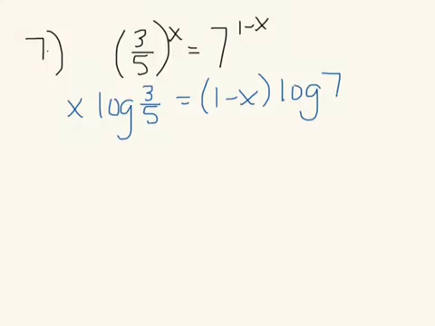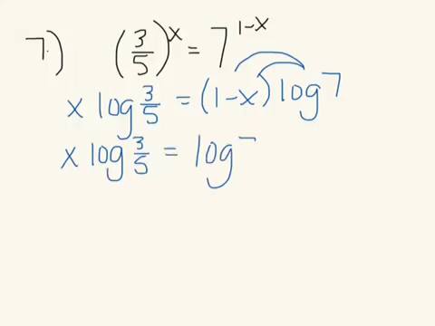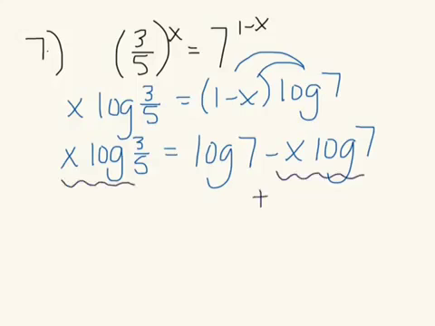Once we've brought them down, we're going to distribute our log of 7 into our parentheses. And now we have our two x terms, but they're on opposite sides of the equation. We want to bring these to the same side of the equation. So I'm going to go ahead and add x log of 7 to both sides.